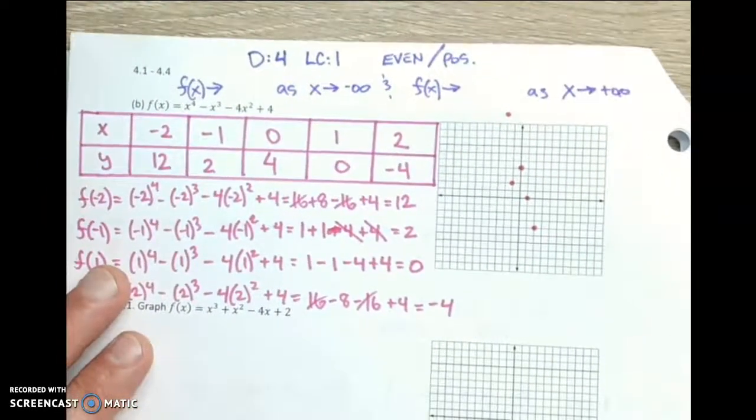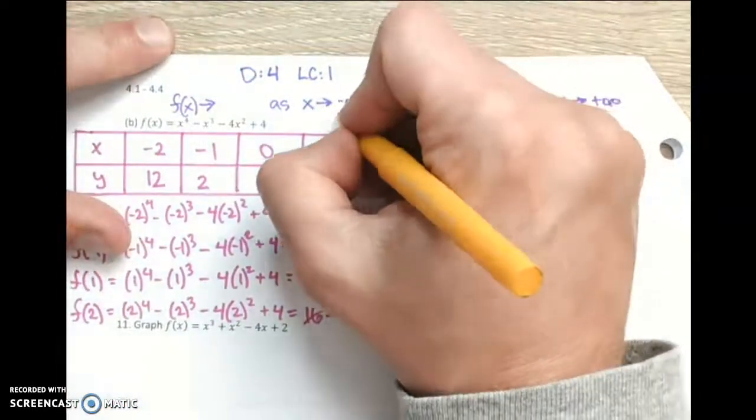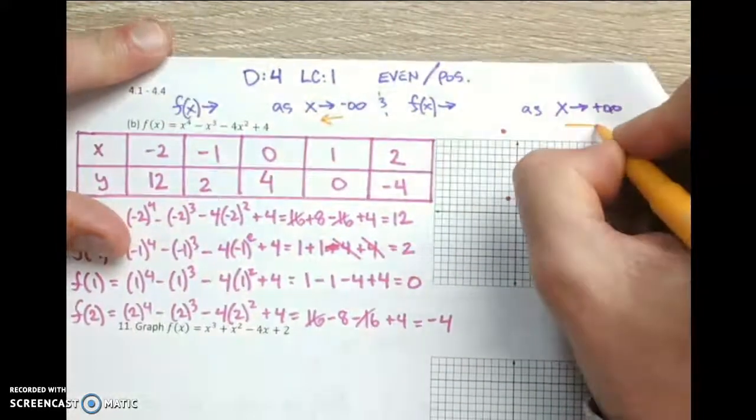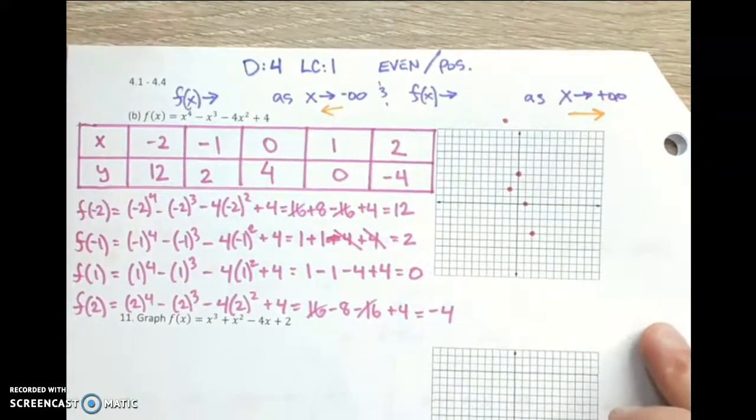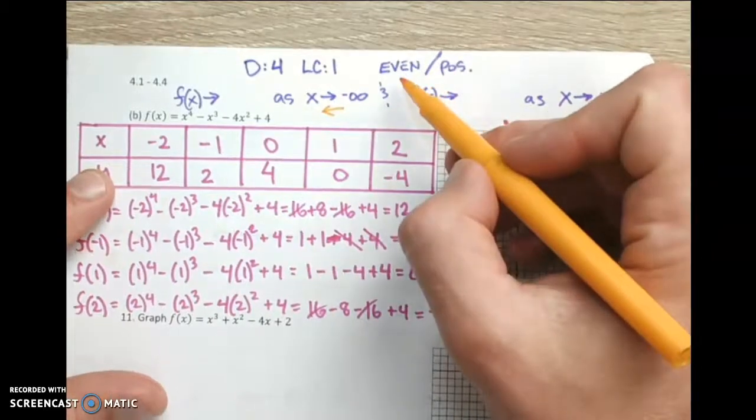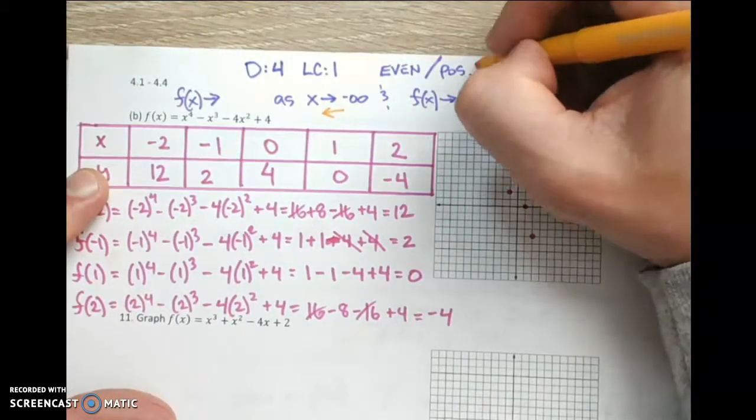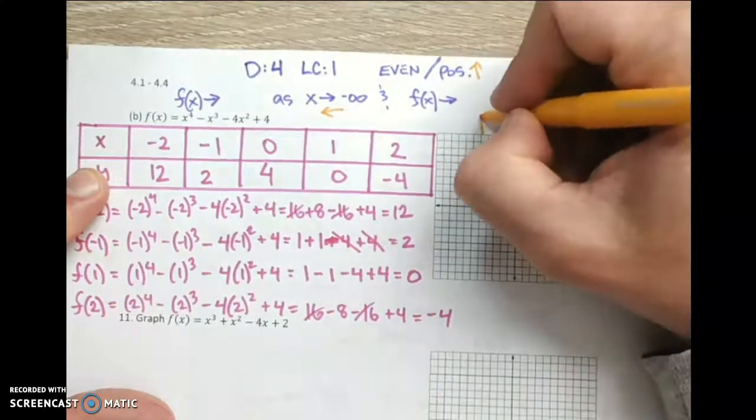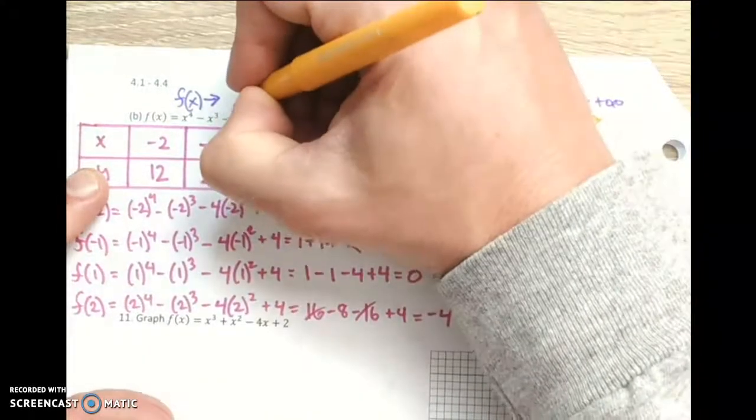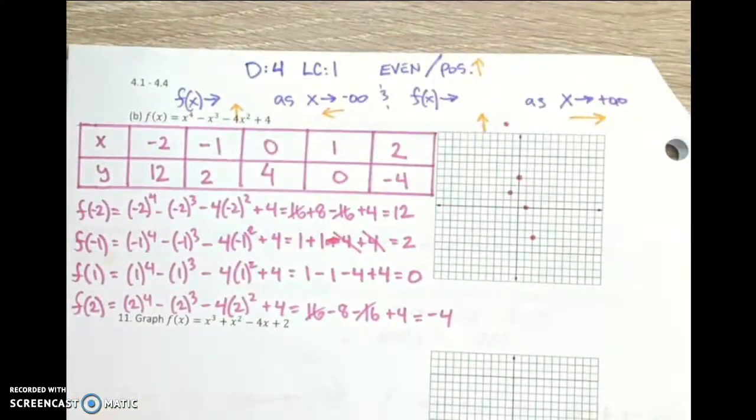Again, that's always going to be the case, right? The part that's going to change is when it's going up or down. Well, even tells me they're both going to be the same. Positive tells me it's up, so it's going to be up and up for both of those. So that's positive infinity for both of those, right?